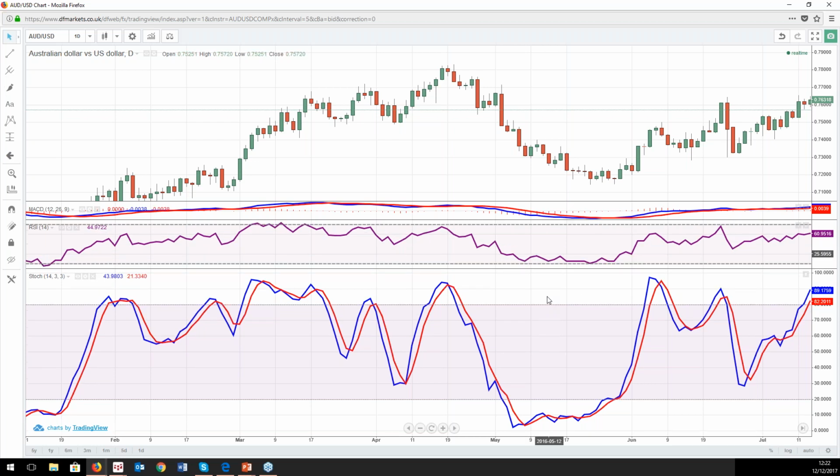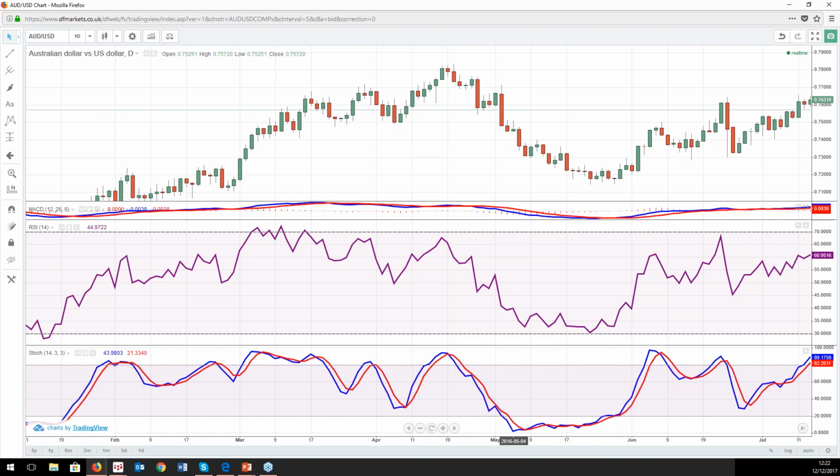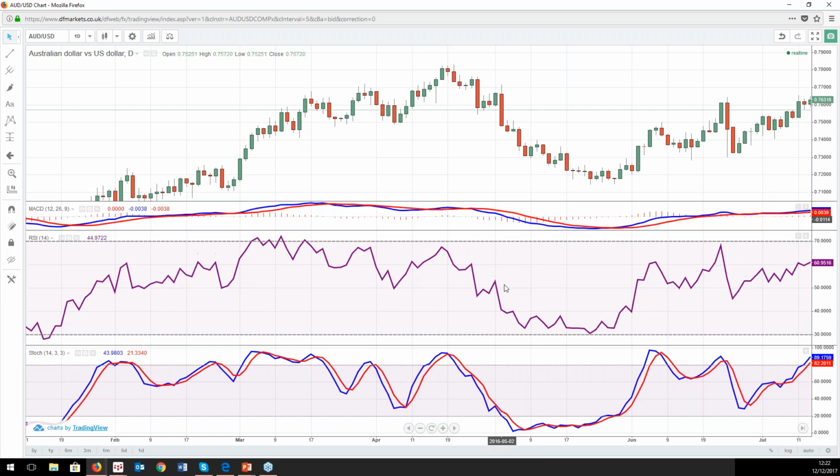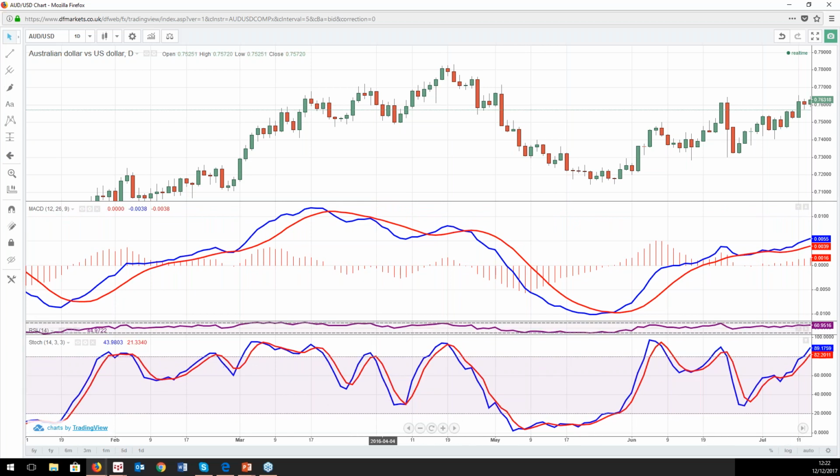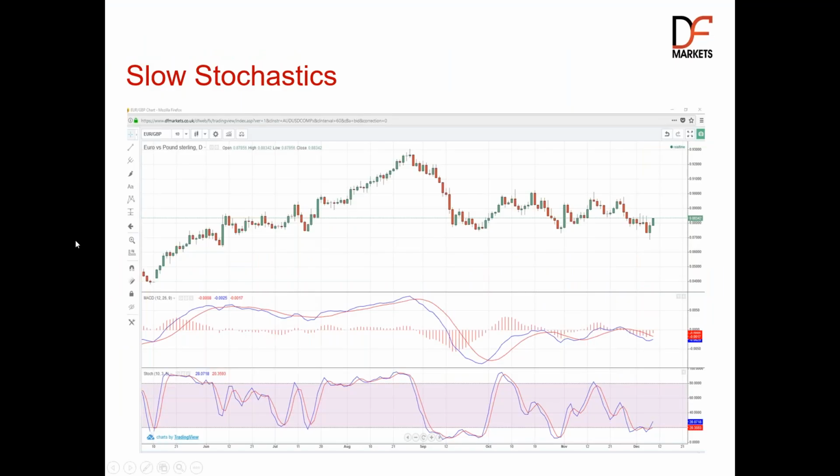You can see if you compare that to the MACD that we just looked at before, we're getting more signals from the stochastics. But the other thing that we've got on the stochastic oscillator, and this can trip people up at times, I think we can probably go back to the slides to talk about this.